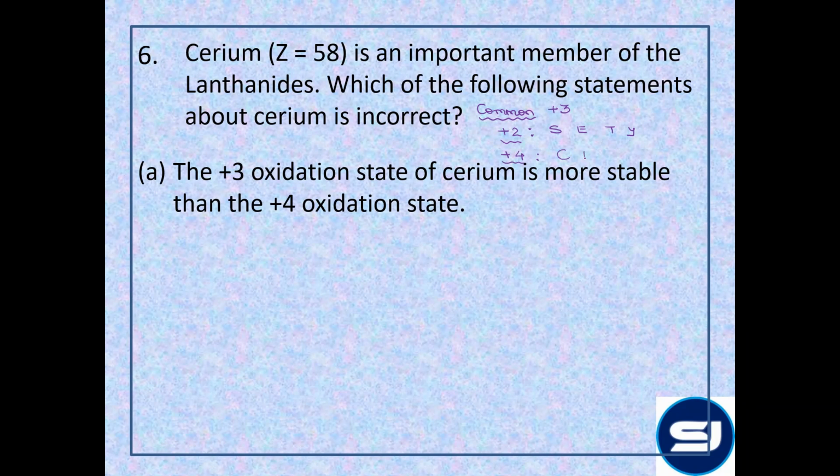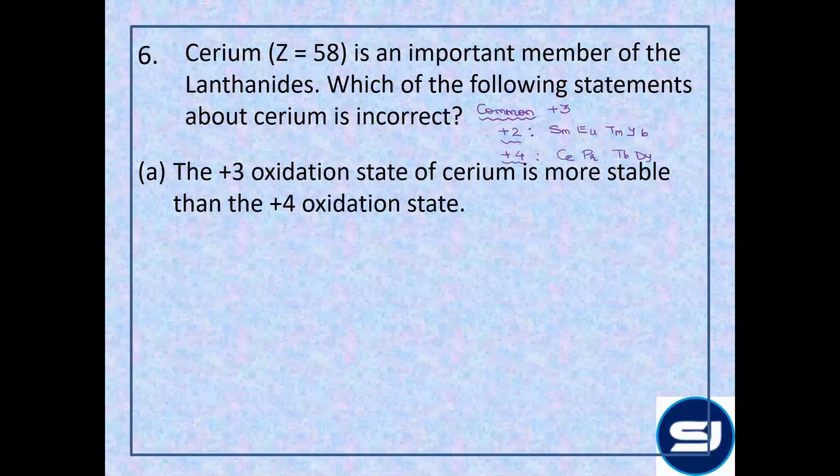CPTD, cool place to dance. So now if you fill up the symbols, this is samarium, europium. What is this T? Thulium or terbium? Thulium, ytterbium. And this will be cerium, praseodymium, terbium and dysprosium.